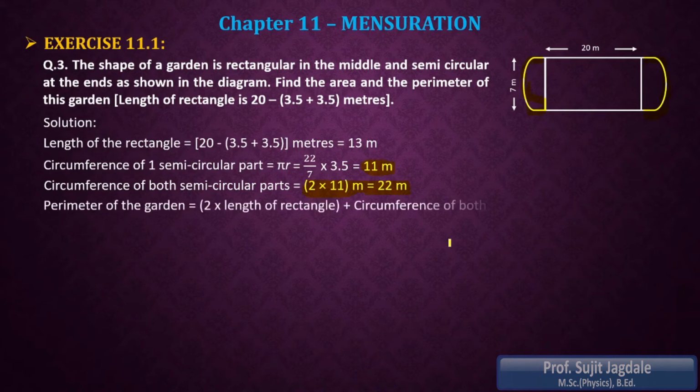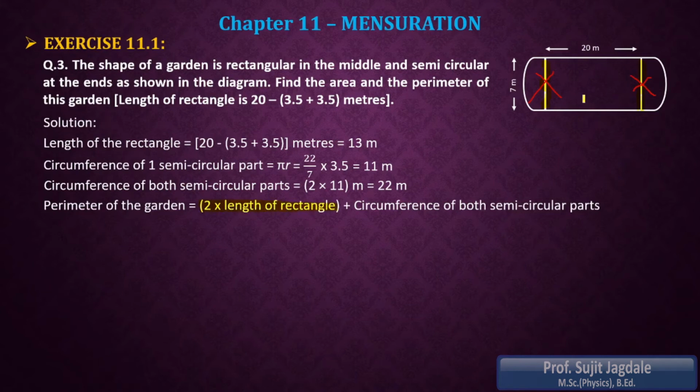Now we have to calculate the perimeter of that garden. Just remember, perimeter means only the outer shape or outer boundary. As we have to consider the outer boundary, we are not going to take these breadths of that rectangle. If we wanted to calculate the perimeter of that rectangle, then we would have to take them, but we have to calculate the perimeter of the whole garden. So we are not going to include these breadths in our calculation. Therefore, what will be the formula now? 2 into the length of the rectangle.